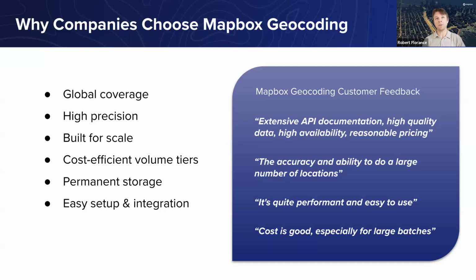Again, we are processing billions of requests every day, reverse geocoding in particular. And we have a sub 70-second P99 latency, and we support very high rate limits. Again, we have customers that are in the hundreds of thousands per minute. Cost efficient volume tiers are also really important.